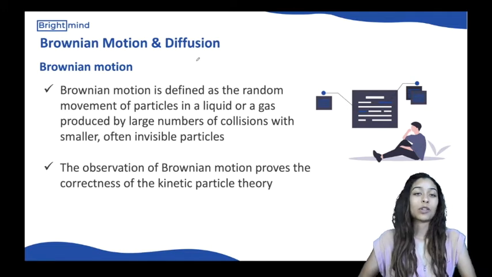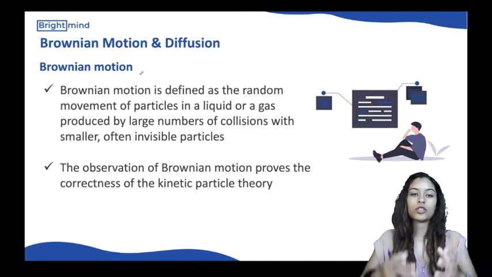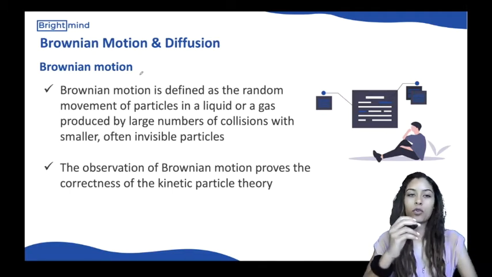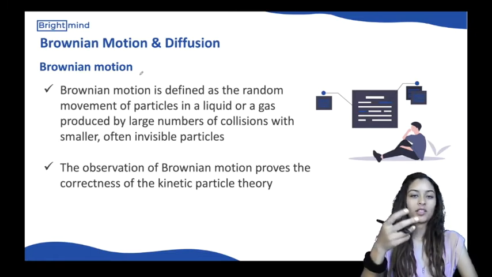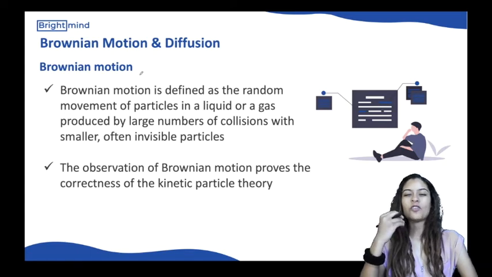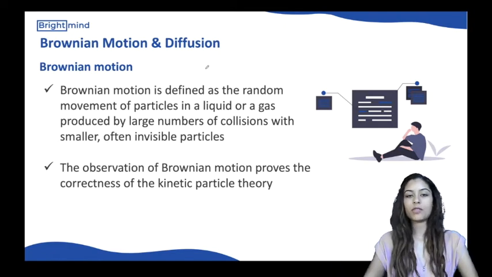So what is Brownian motion and what does it tell us about the motion of particles? Brownian motion is defined as the random movement of particles in a liquid or a gas, and it is produced by large numbers of collisions with smaller, often invisible particles. When we say invisible particles, we mean that they are just very small to see. And it is the observation of Brownian motion which proves the kinetic particle theory.